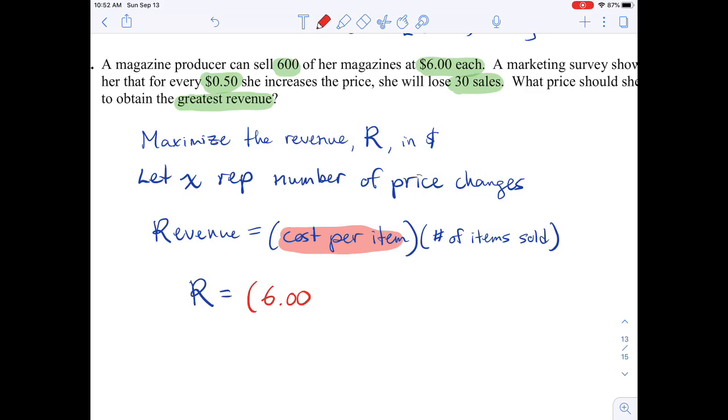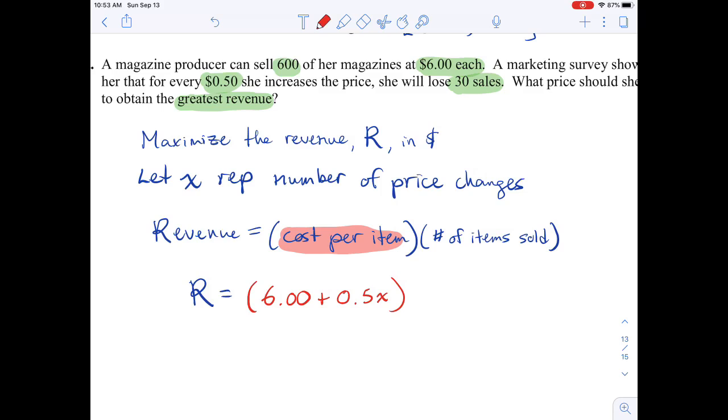So it's normally equal to $6, but it's going to go up by 50 cents every time she changes the price. So in other words, if I change the price once, I add $0.5. If I change the price twice, I add $1. If I change the price 3 times, I add 3 times 50 cents. So in other words, every time I change the price, I'm adding an extra 50 cents. So this $0.5 gets multiplied by X, by the number of times that I increase my price.